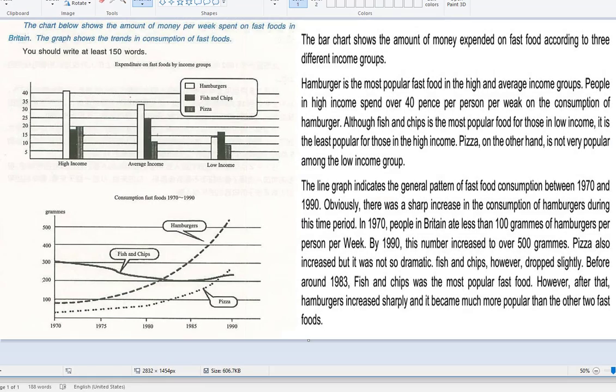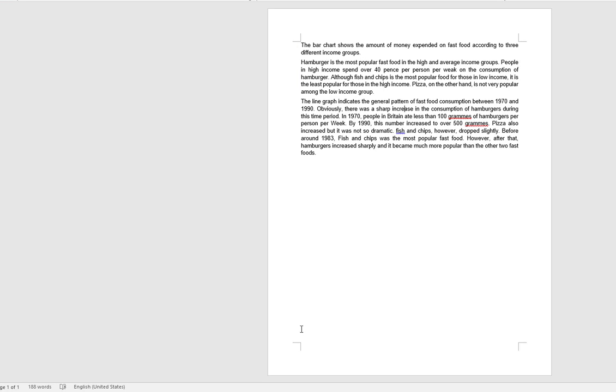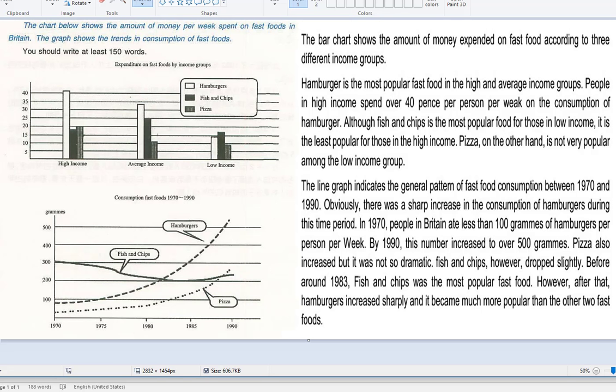Okay, here's our next script. Two charts. Let's look at the word count. Word count comes in at 188 words. A little bit lengthy, but nothing too terrible. Let's look at what we have here.